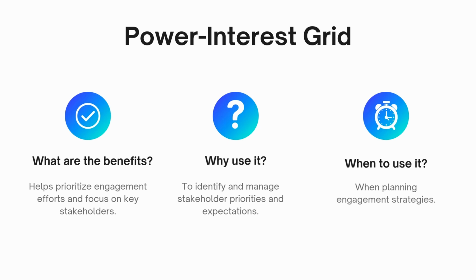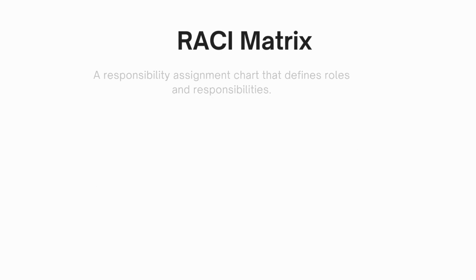The benefits of a power interest grid is that it helps us prioritize our engagement efforts and allows us to focus on key stakeholders. And why we use this tool is that it helps to identify and manage stakeholder priorities as well as their expectations. And I would generally use the power interest grid when you're getting to a point when you're planning your engagement strategies. So you want to identify what strategies do you want to adopt for dealing with different stakeholders in your project.